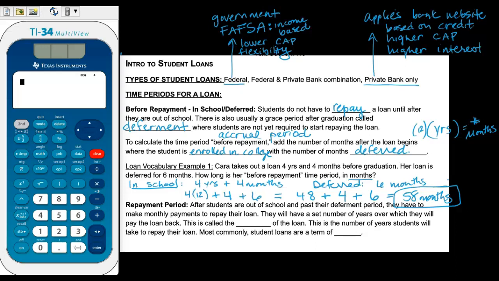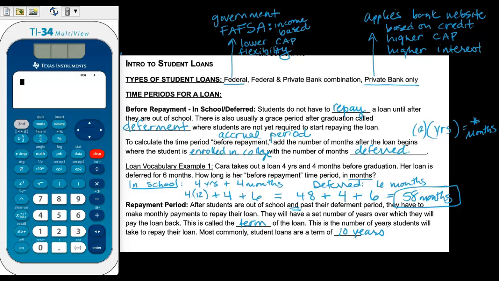So the repayment period is the period that the student starts making payments. After they're out of school and past their deferment period, they have to start making monthly payments on their loan. And they will usually have a set number of years which they have to pay the loan back. This is called the term of the loan, and it's just the number of years students will have to take to repay their loan. Most commonly, student loans are a term of 10 years. Private loans can have terms that are longer or shorter, but most federal loans and a lot of private loans too are 10 years.